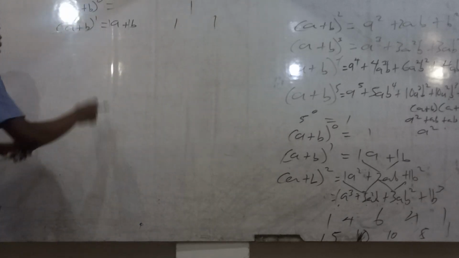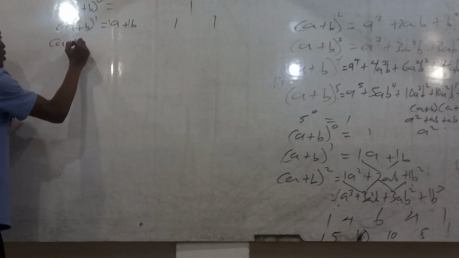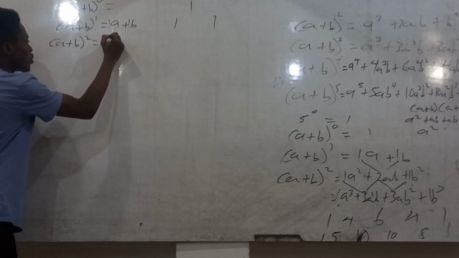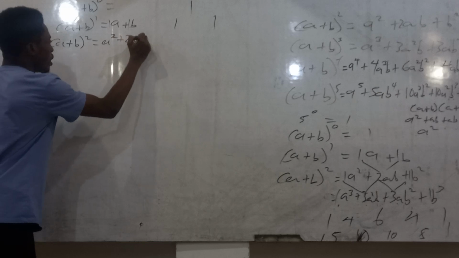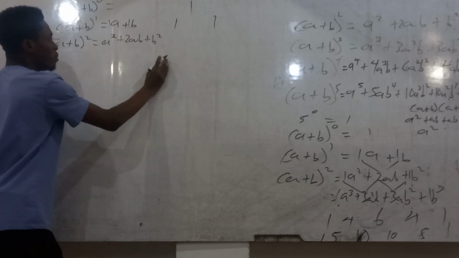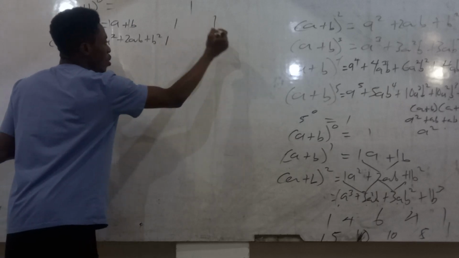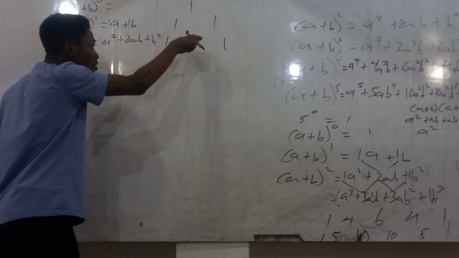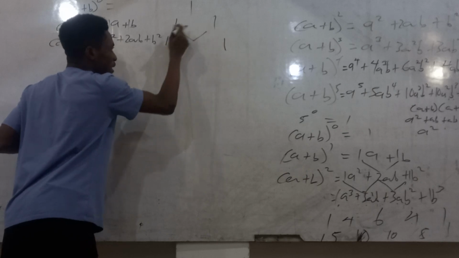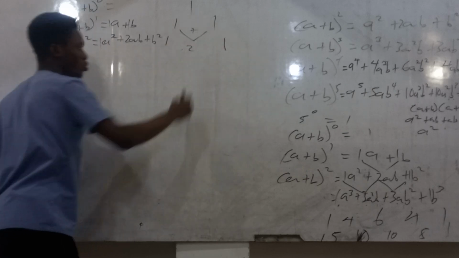Okay. Then you realize that (a plus b) squared is what? a squared plus 2ab plus b squared. So it becomes 1, 2, 1. The middle term is this and that, the summation of them, that's 2.